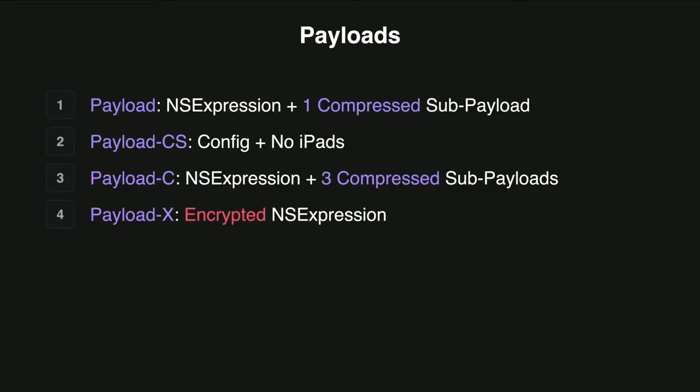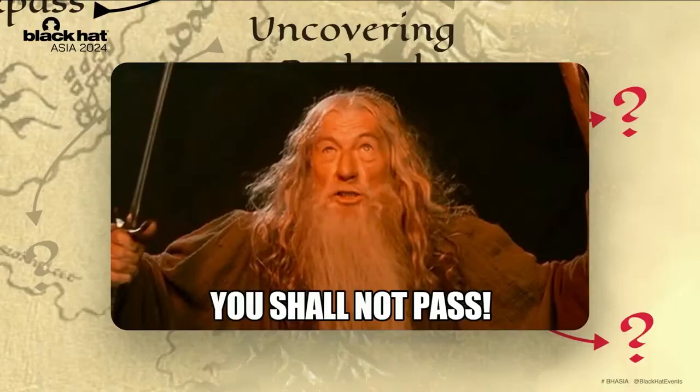The sample contained another payload CS, which was actually a config file. It showed us that the exploit was valid between iOS 16.4.1 and iOS 16.6. It didn't contain any iPads. It contained a payload C, which is another NSExpression, and it contained 3 other different compressed sub-payloads. My original payload also contained another compressed sub-payload, and I had a payload X, which was another NSExpression, but unfortunately was encrypted. So at this point of the analysis, and this is roughly April 2024, I hit a roadblock for this, because I just couldn't recover anything more about this.